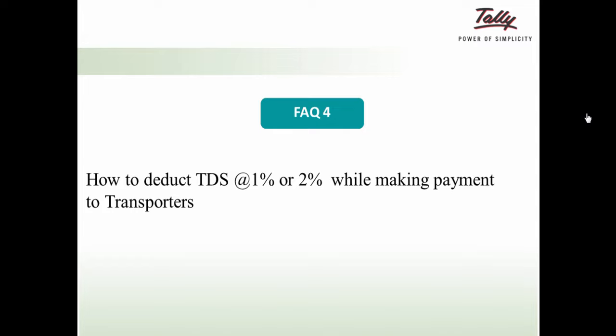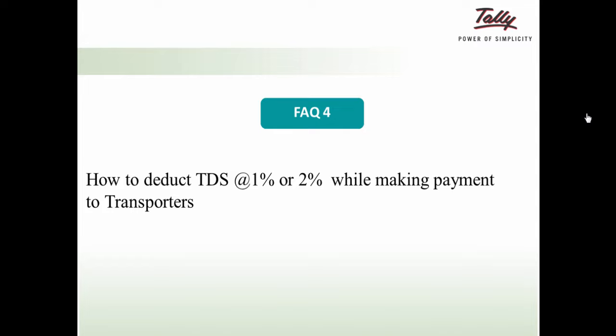How to deduct TDS at 1% or 2% while making payment to transporters. So this is an amendment in the Income Tax Act which states that a TDS deduction of 1% is applicable for individuals and HUF owning more than 10 goods carriage, and the same is of 2% when it is some other type of payee, that is other than individuals and HUF.